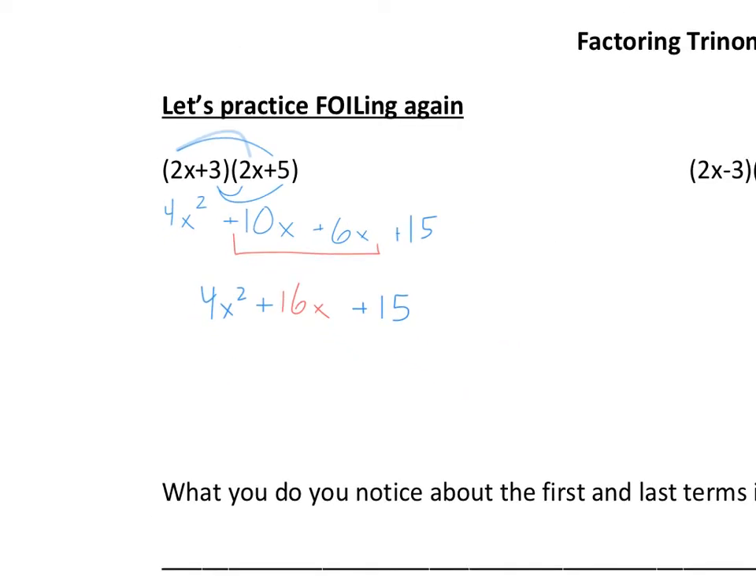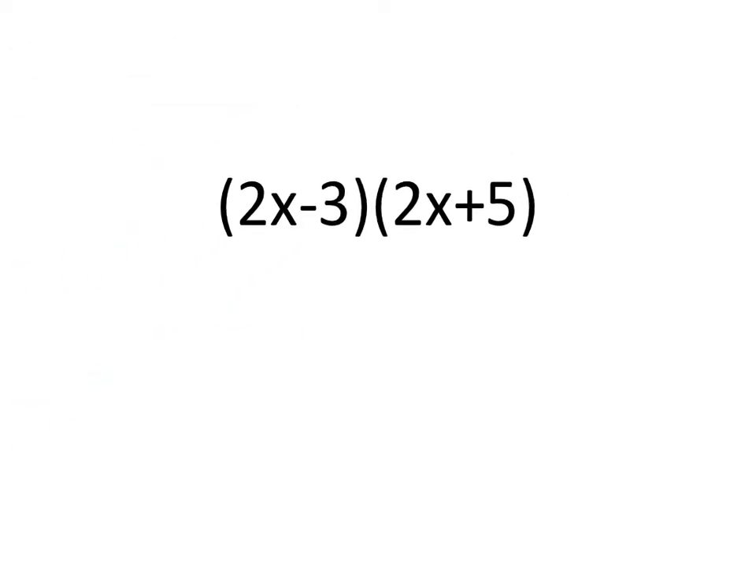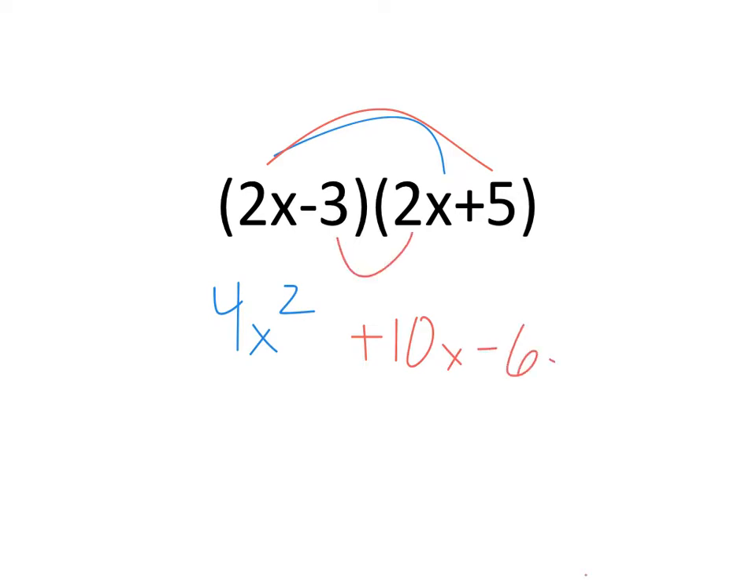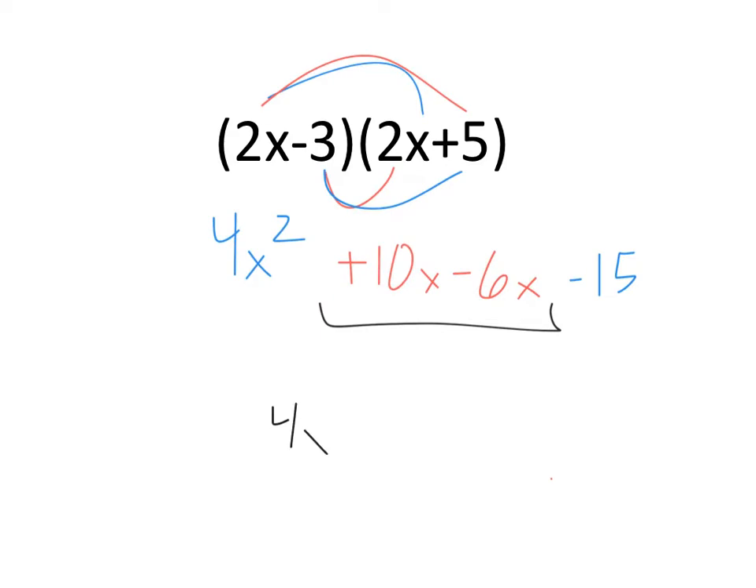Let's FOIL out these others and see some patterns that are going to arise. On this next one, we'll have 4x squared. We'll get a plus 10x. We'll get a minus 6x. And then we'll get a subtract 15. And once again, we have the like terms there in the middle to give us 4x squared plus 4x minus 15.